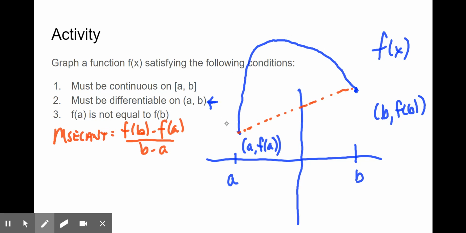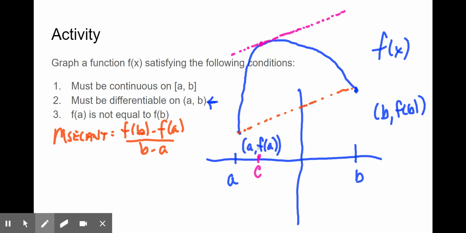Now, I claim you can, right? Certainly looks like it. It looks like maybe here. I don't know. Maybe here. Looks like. Yeah, it's pretty close. Okay. I'm going to call this point C.